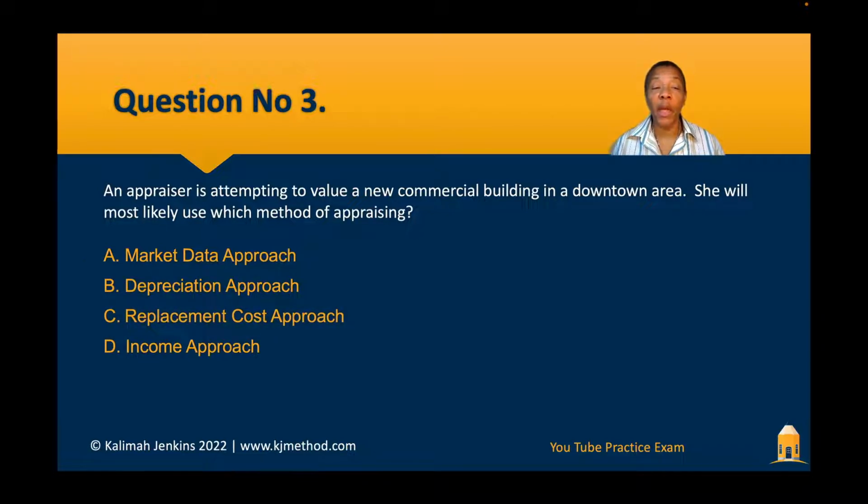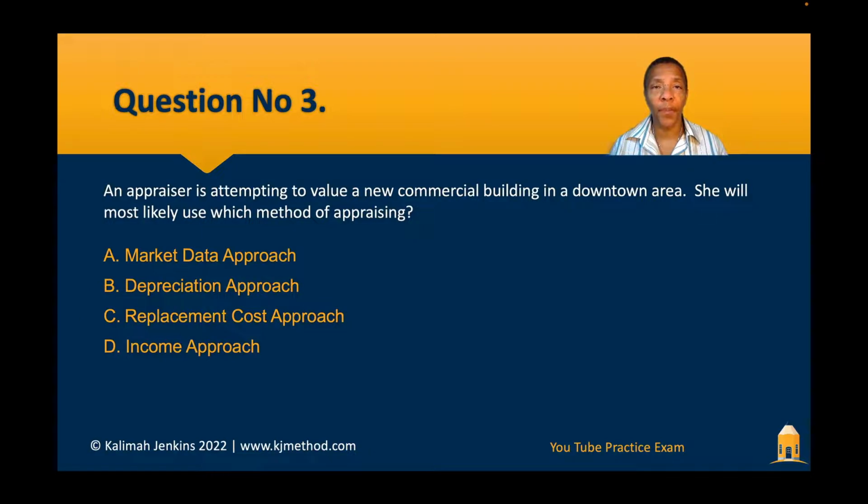The answer here would be replacement cost approach. You should have an intimate understanding of which approach gets used for what. But here, because it's new and it's a commercial building, we would use the replacement cost approach. Market data is generally residential, when you have a comp available. There is no such thing as depreciation approach. And the income approach, although a commercial building probably could go under the income approach, we would have to have some more information to pick that one, like what the income is, what the rate is of the property, the cap rate.